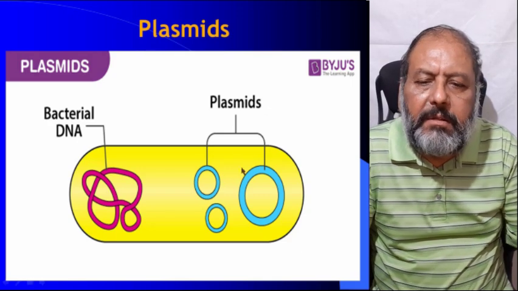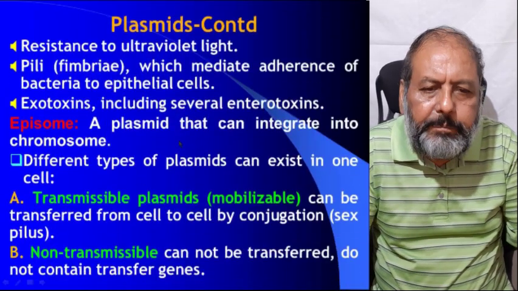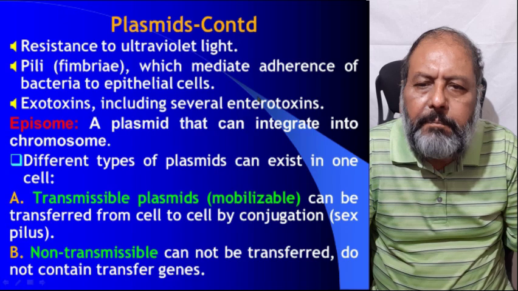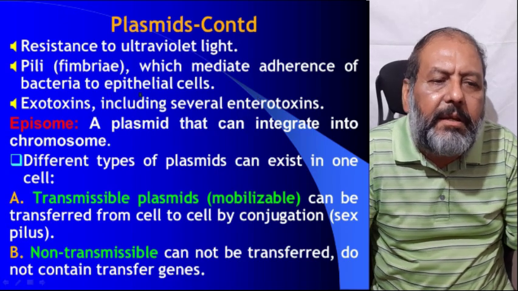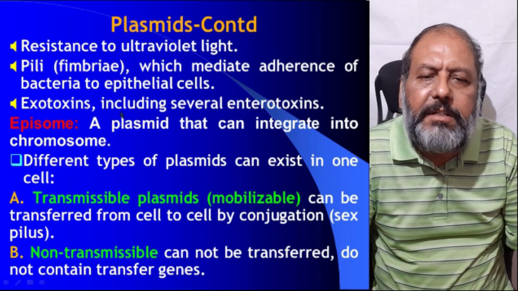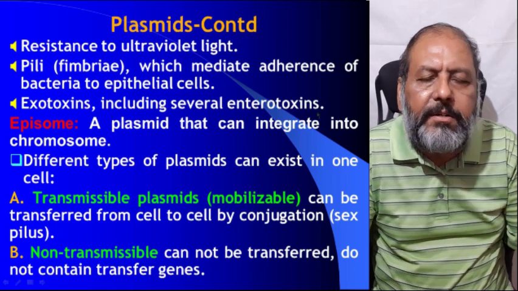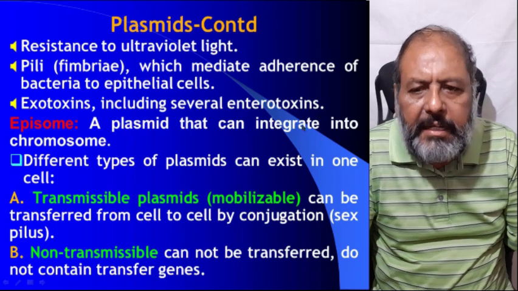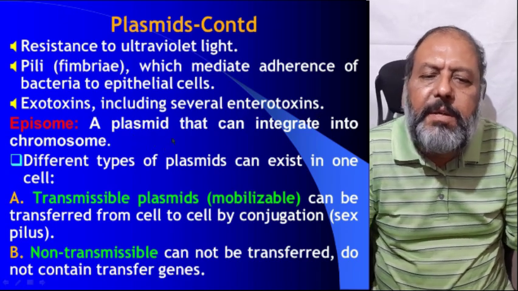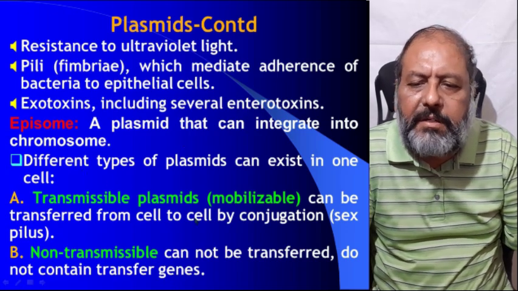Here one can see the plasmid. These are mostly rounded in shape and resistant to ultraviolet light. Pili and fimbriae mediate adherence of the bacteria to the epithelial cells, and that is mediated by the plasmids. Exotoxins, including several enterotoxins, are again under the influence of this plasmid. An episome is a plasmid that can integrate into the chromosome of the bacteria.